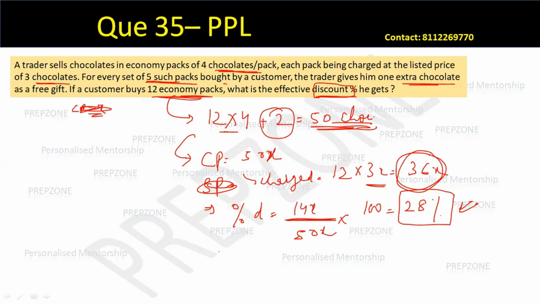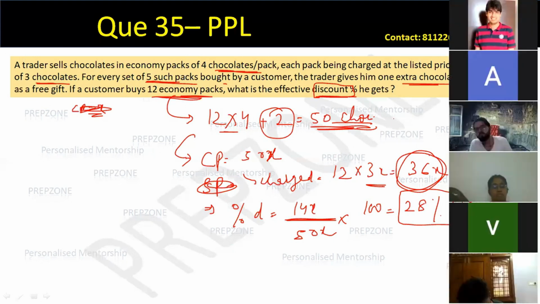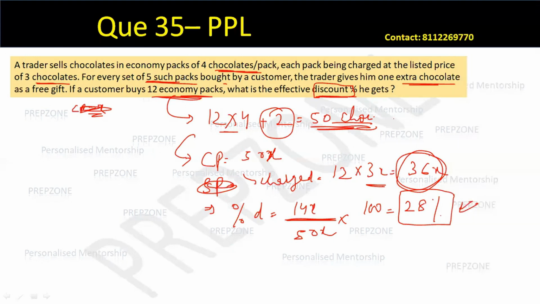14.28, sir. I did not include the 5 packs; I included only 1 chocolate. Okay. I thought just one extra chocolate had been given, but I forgot to read that for every 5 such packs, one extra chocolate has been given. Got it. Okay.